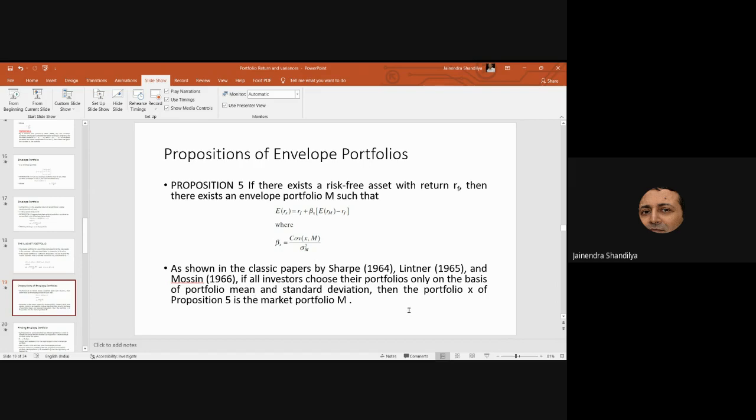Then finally, these three gentlemen, Sharpe, Lintner, and Mossin, said that if all investors choose their portfolio only on the basis of portfolio mean and standard deviation, then portfolio X of proposition Y is the market portfolio M. So basically, if you select your portfolio on this basis only, you will end up having some proportion of the market portfolio.